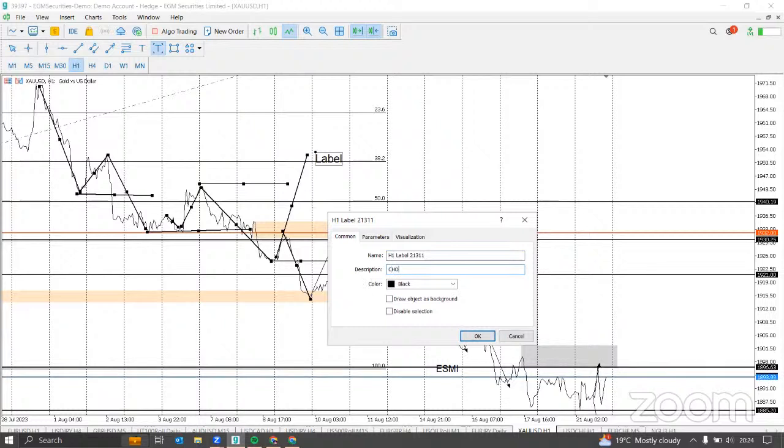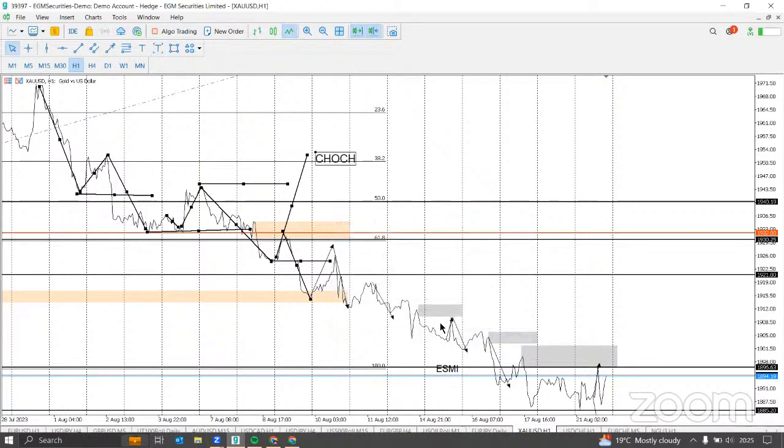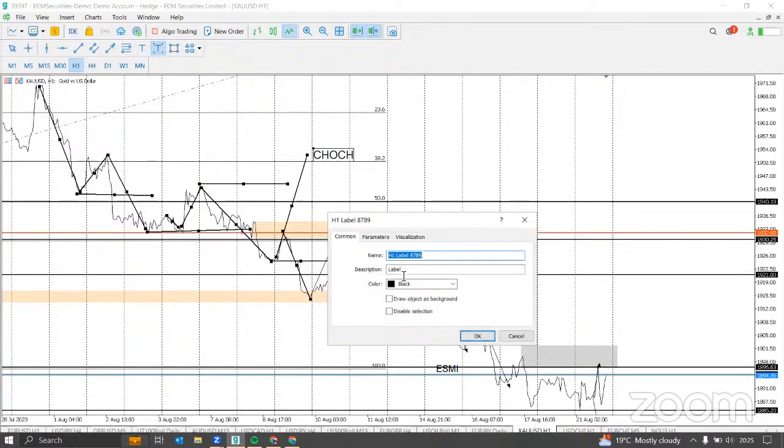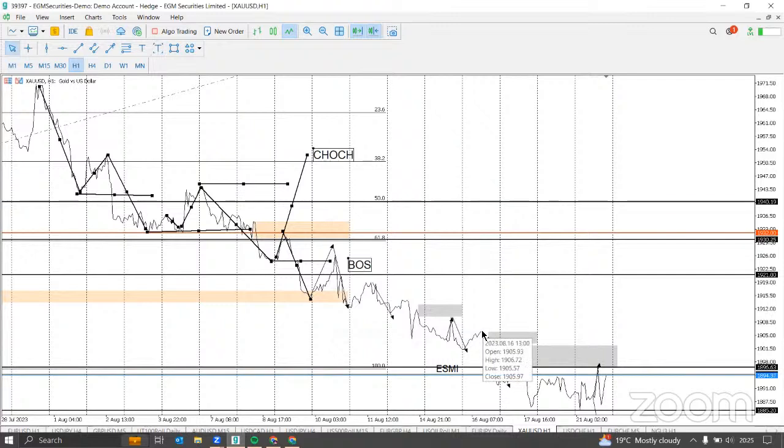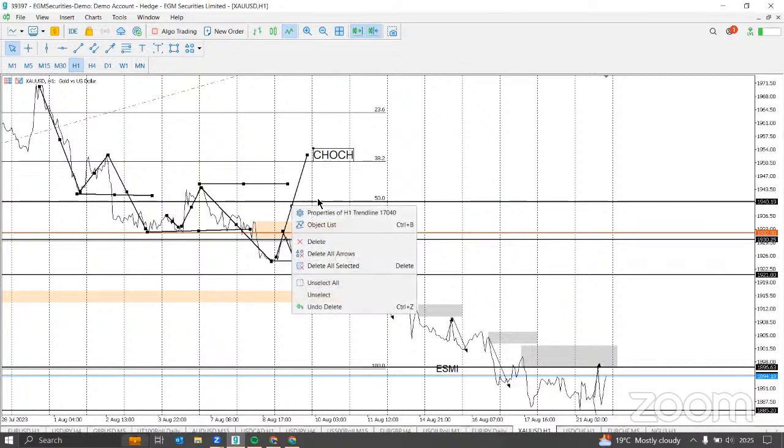So I'll just do that. So this is a change of character if the market breaks the previous reference point. But if it continues in the same direction as such here, then this will be called a break of structure, like that. So in this case now, our new reference move, I'll remove this one. I'll just leave it there.